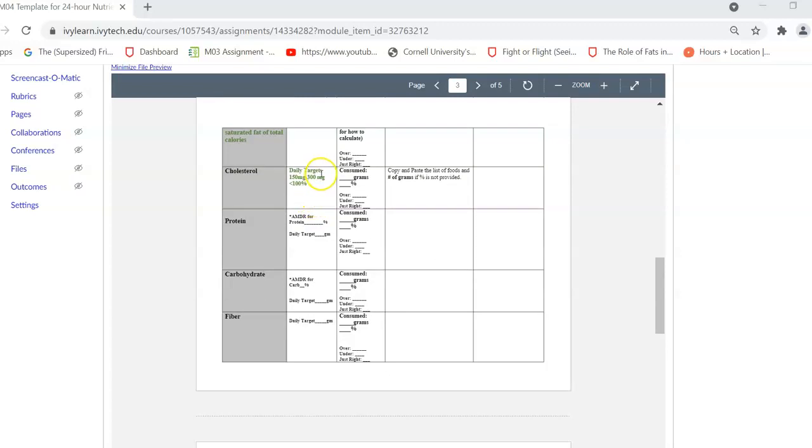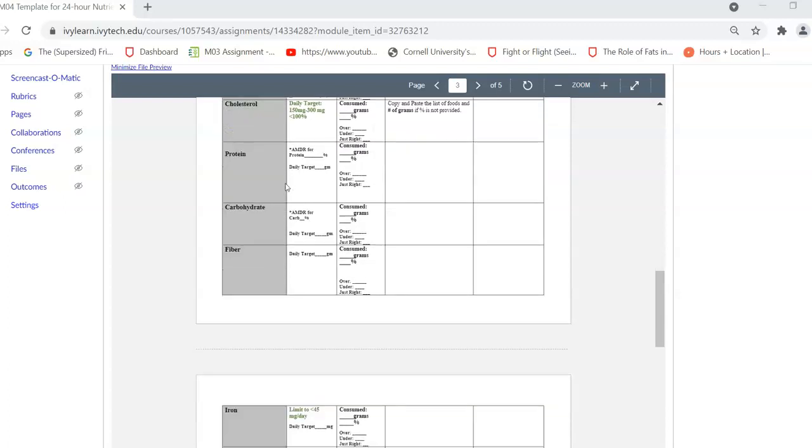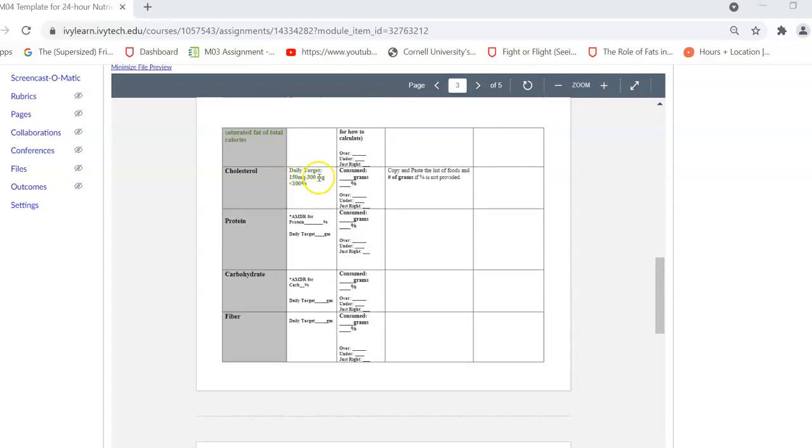All right, so going down in column 1 again, there'll be occasions when I have put in the daily target because it's not as easily found as the others. So your daily target is 150 to 300. So if you consumed, let's say 130, you are not going to try to get up to 150, okay? Because cholesterol, we try to keep that under 300, okay? So most of us are going to be in this range or above. So we want to keep track of that.